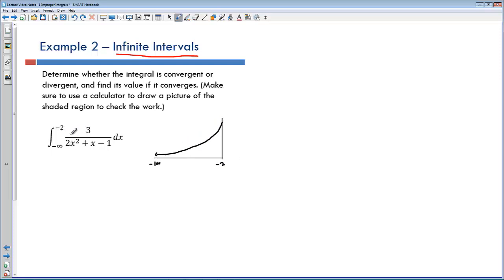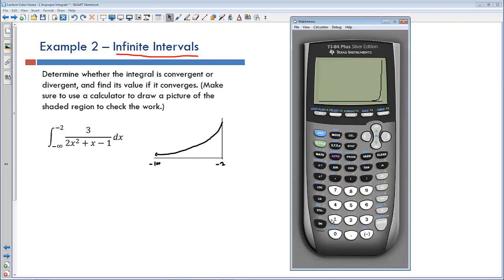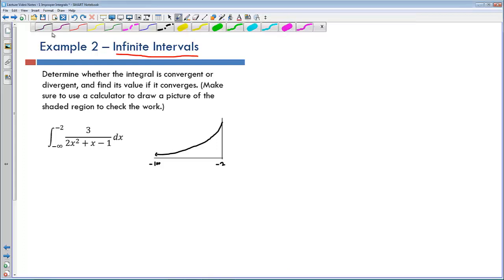If you plug -2 into it, you're going to get a height. If you want to see the height, you can use your calculator. It's really simple. You just press trace and -2, and it tells you the height at that point. So it's 0.6. So if you want to put a height on there, you can.